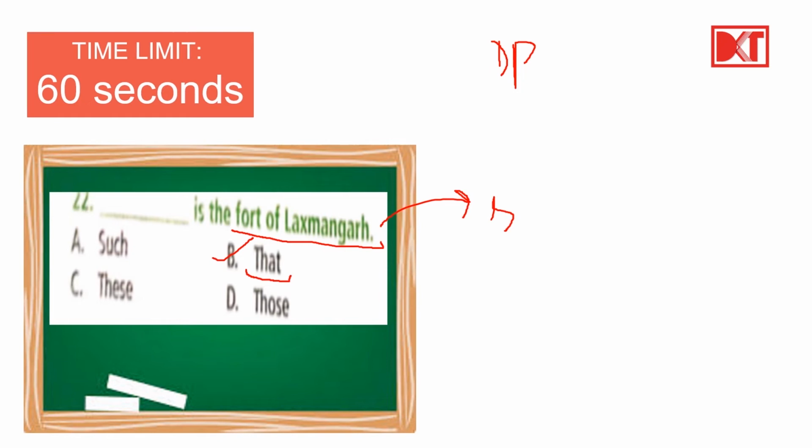Okay, now these and those, both of these are anyway cancelled because they are used for plural objects. Where here it is the fort of Lakshmangarh, which is singular. So the answer is that. And we cannot use such because such is the fort of Lakshmangarh because there is no reference. We are not comparing it to anything and we are not deriving any expression. We are just pointing it towards the fort of Lakshmangarh. Okay?